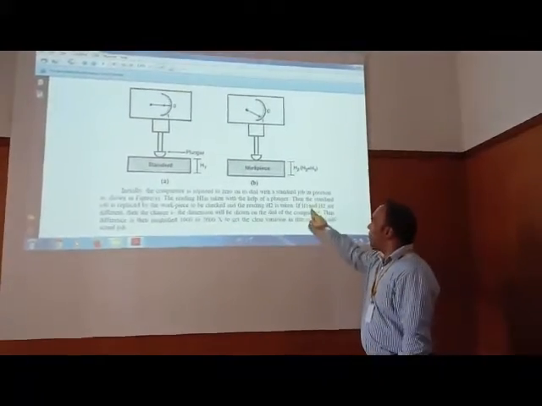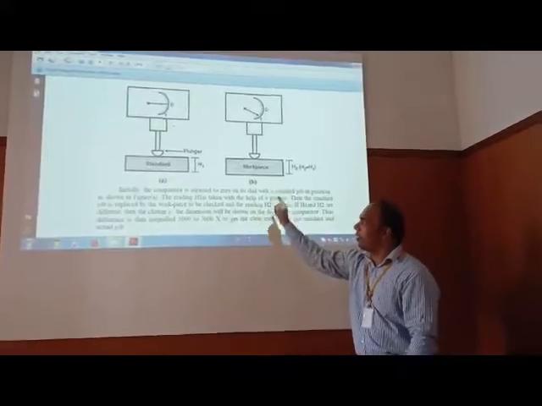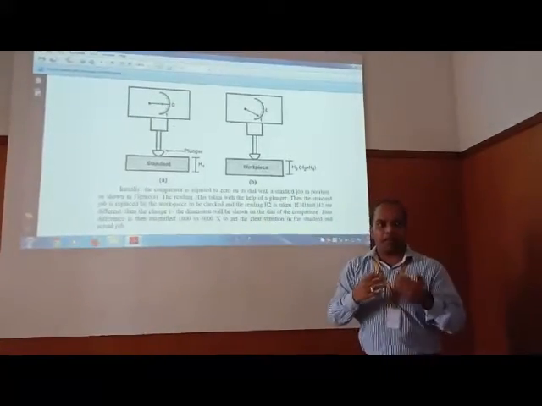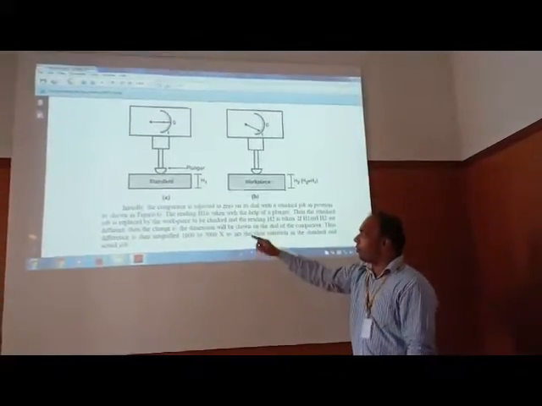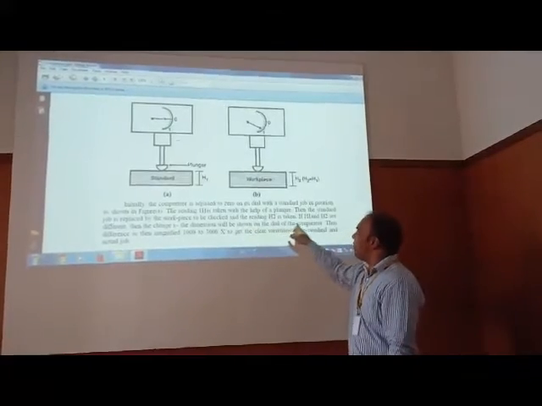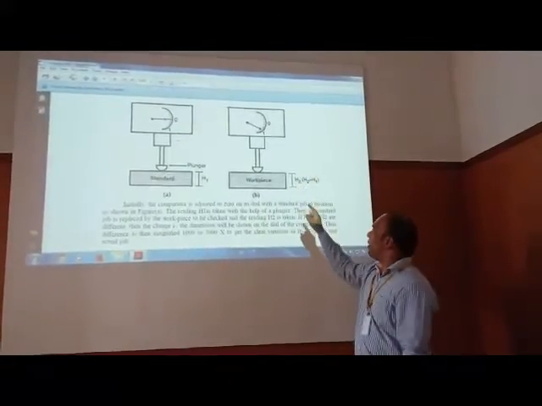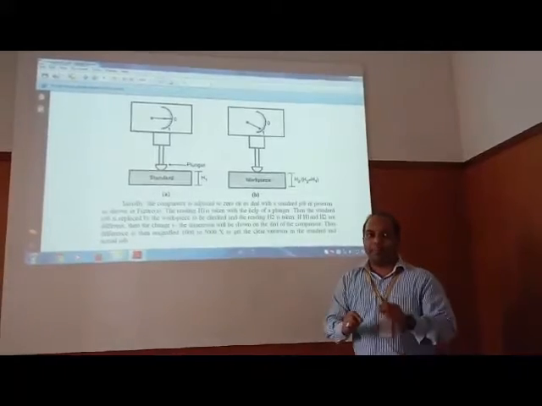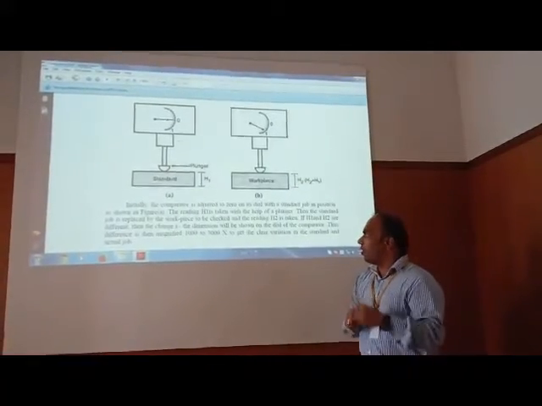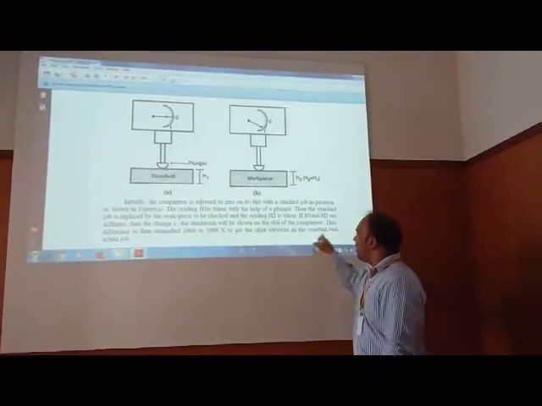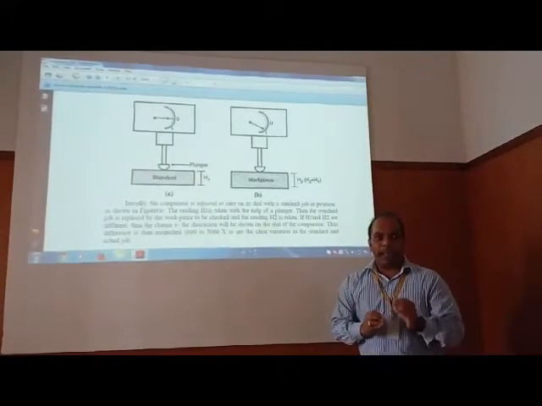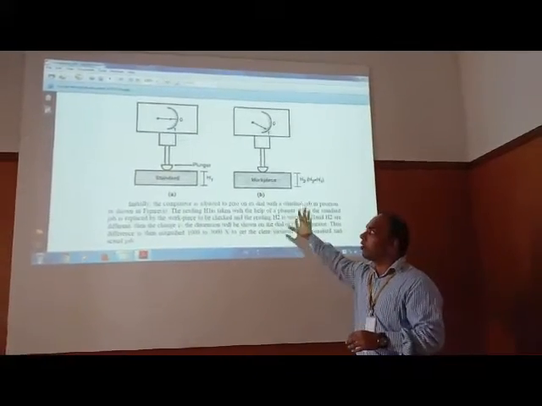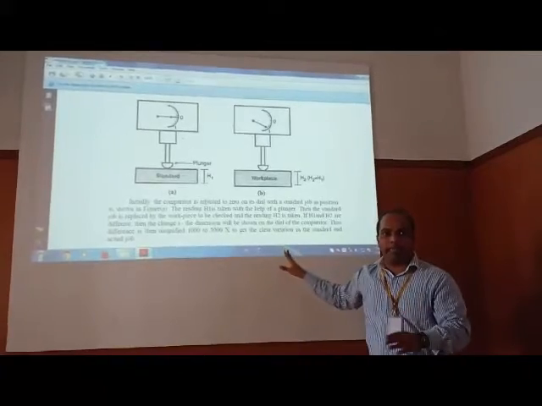The advantage is that if h1 and h2 are different, then the difference between the dimensions will be shown on the dial of the comparator. This difference is then magnified 1000 or 3000 times to get a clear variation between the standard and the actual job. So this was the example for your understanding.